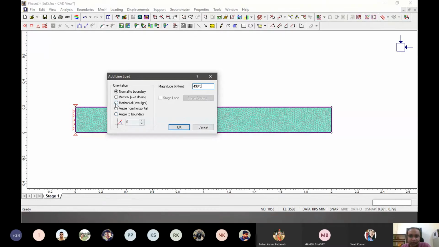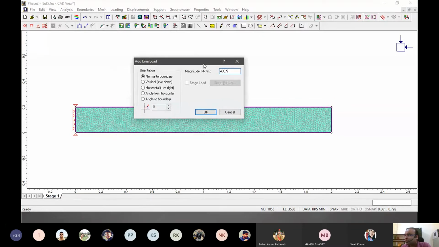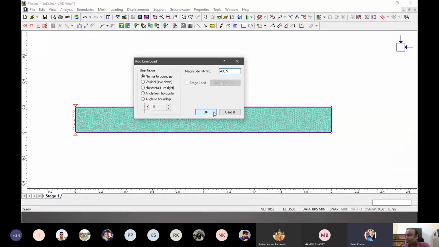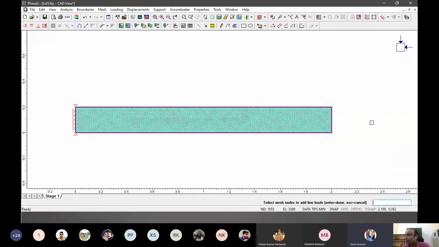Where did Swati go? Is Swati there? No. Yes, sir. Eh? Yes, sir. So this value you used was 490.5? Yes, sir. So let's apply it here.